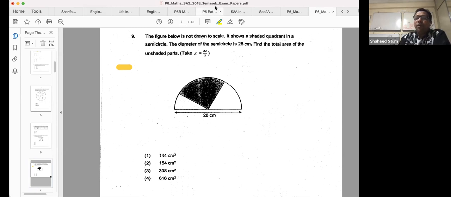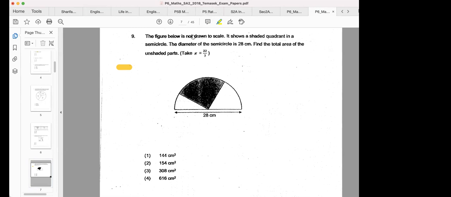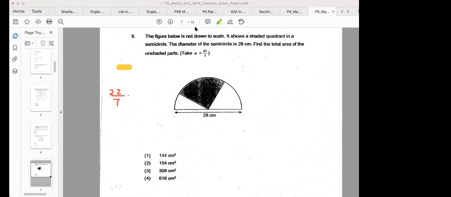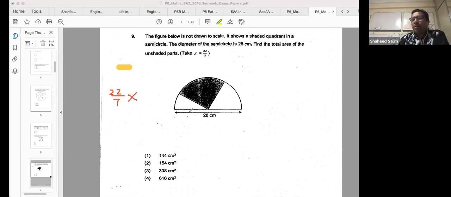Okay, first of all, we're going to check. Is it correct? 22 over 7 times 28 times 28. No, that's where you make a mistake. What is the radius? Radius is half line. Half line, so it's not 28 now, this is the full line.